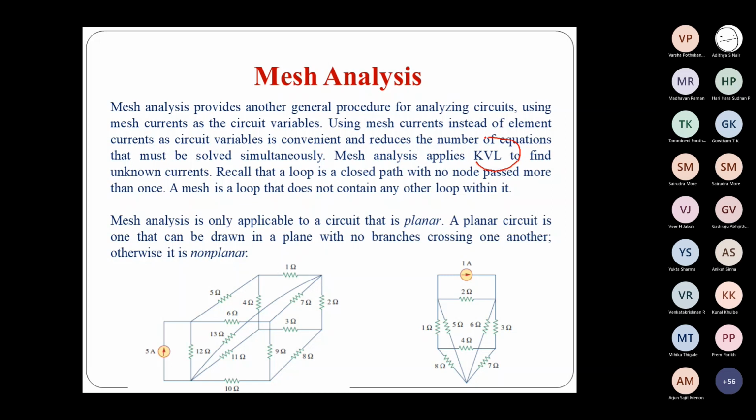We are going to identify the number of loops or number of meshes. If suppose I have three loops in the given circuit, then I'll be assuming three loop currents. That is, for each loop we will assume one loop current, and then based on the KVL for each of the loops we'll be writing the voltage equation. So we'll have three equations and three unknown currents. Just by solving those three equations, we'll be able to find out all the three loop currents. Then depending on the specification, based on those loop currents, we'll be able to calculate whatever is required.